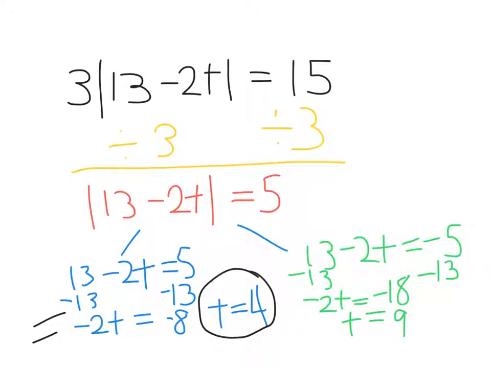I plug that back in. I see it works. Here, I subtract 13 again. Divide by negative 2. It's the same procedure. And then I'm going to end up with t is equal to 9. And that also works. Remember, you can just plug them in and see.